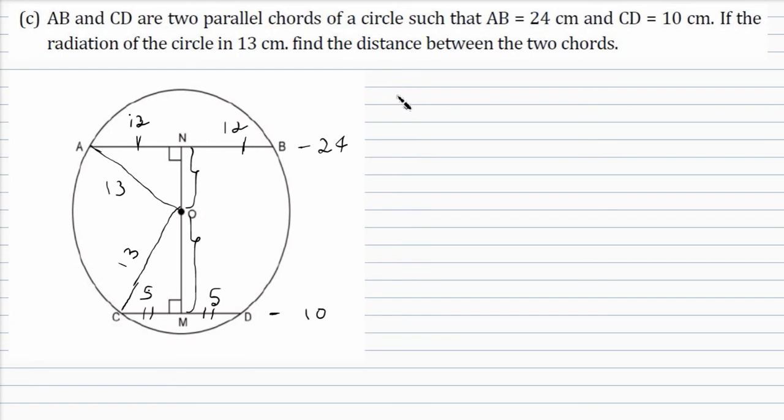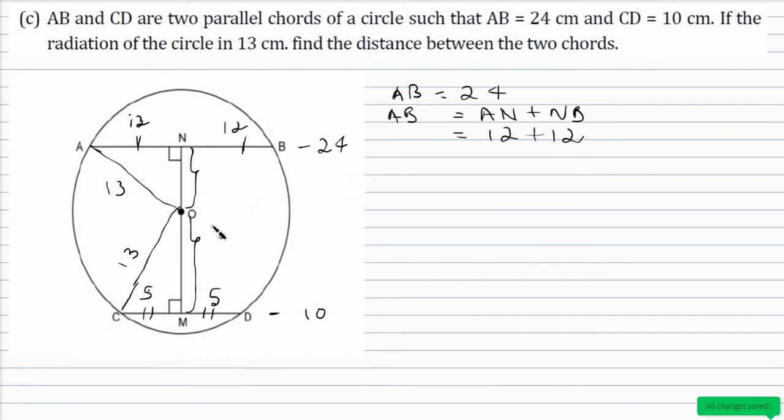So first we know AB, which is given, is equal to 24 centimeter, and AB is split into two parts, AN and NB. As I said, they are split equally, 12 centimeter and 12 centimeter, since ON is a line drawn from the center which meets the chord AB at perpendicular. In that case, that line ON bisects the chord AB into two parts, AN and NB. Since we know the value of AN, and we know triangle ANO is a right angle triangle.